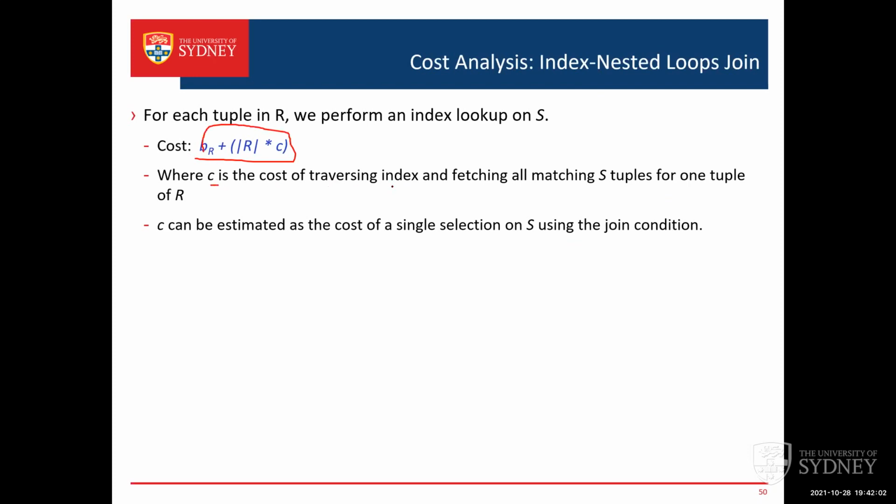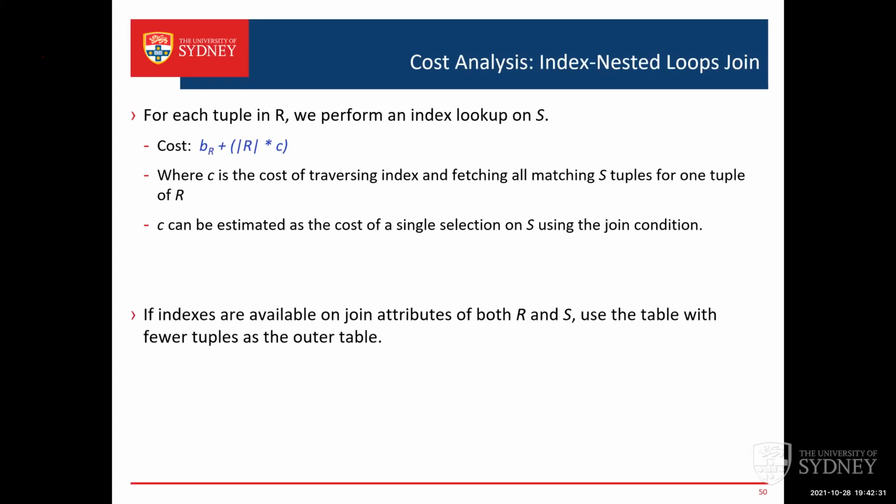Where C is the cost of traversing the index and fetching all the matching S tuples for one tuple of R. Okay, and C is always fixed. We know B plus tree, that is the property. What is the height of the tree? From there we'll know what C is. So if this comes into your exam, C will be given to you, the constant value that you will have, and based on that, we can calculate this equation.